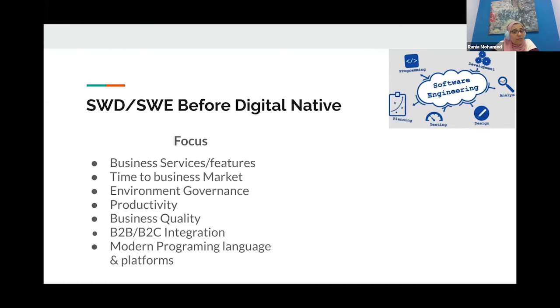Business quality, again, as I mentioned, B2B and B2C integration, it was an issue, okay? And it is still an issue. I'm not saying that it is not a challenge, but it was a main and big challenge: how to really manage the integration between a partner and the service provider and between different vendors, how to make sure that we have the proper integration setup between the different parties.